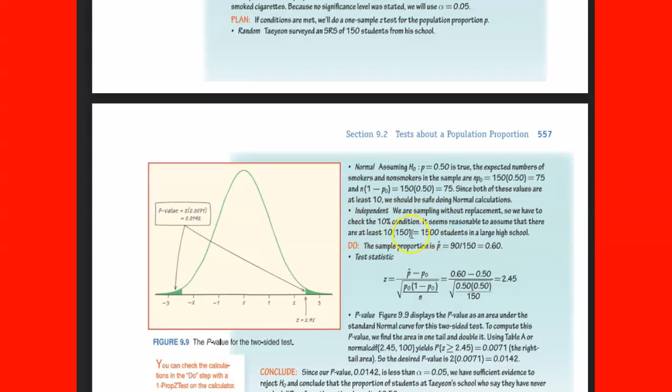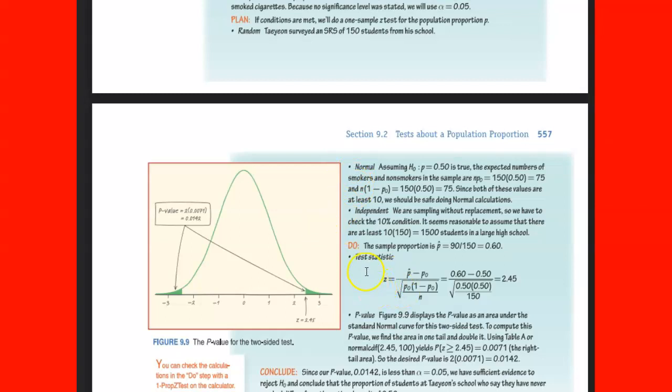How many kids go to Taeyeon's high school? What's the population? We don't know that, but this sentence here says, it seems reasonable to assume there are at least 1,500 students in a large high school. I don't know if that's really true or not, but we're telling our reader that we're basing our calculations on that assumption. The independence, the 10% condition, same as always. Again, I'm going to point out, in proportions, the central limit theorem is never a factor. Normality for proportions, n times p and n times 1 minus p.